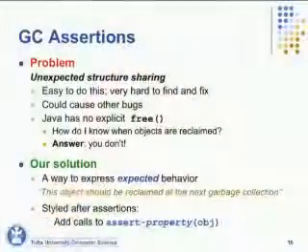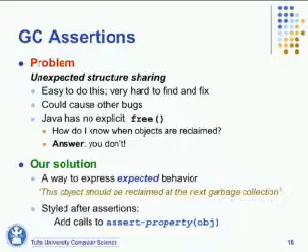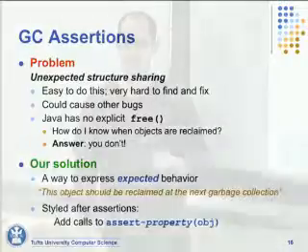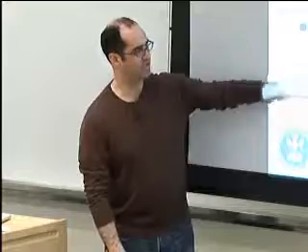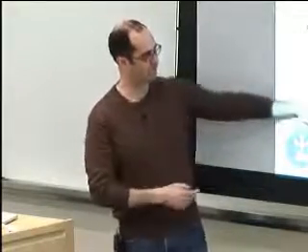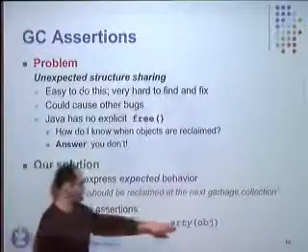Right, so our solution is to give programmers a way to express the expected behavior. So this object should be reclaimed at the next garbage collection. That's what I think is going to happen. And in its current form, this is styled after assertions that look like assert some property of an object, and you stick those things in your code.